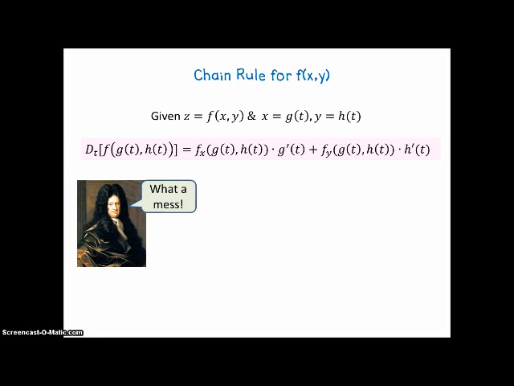Now, Leibniz thinks that's a bit messy. Here's his formula. dz/dt equals the partial derivative with respect to x times dx/dt plus the partial derivative with respect to y times dy/dt. A lot cleaner, I have to admit.